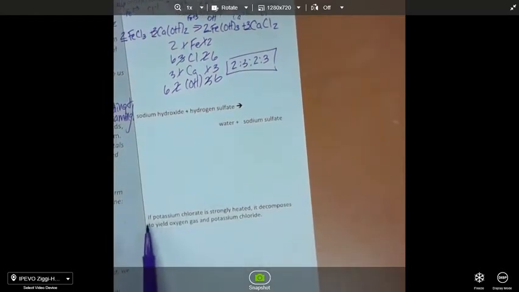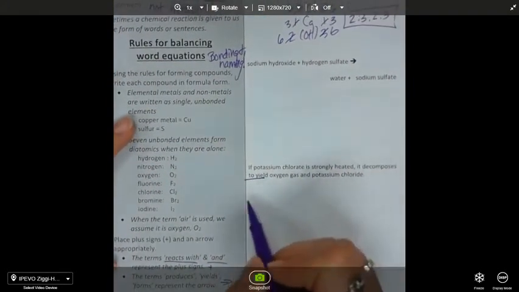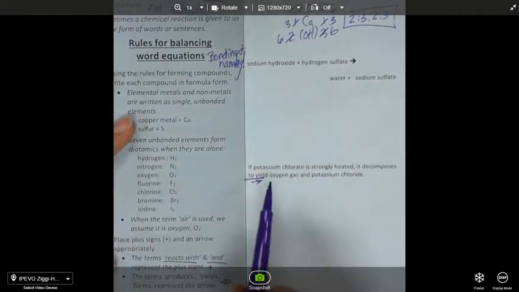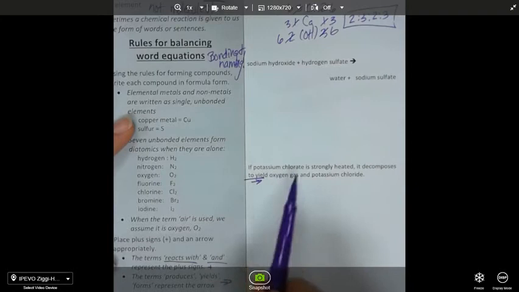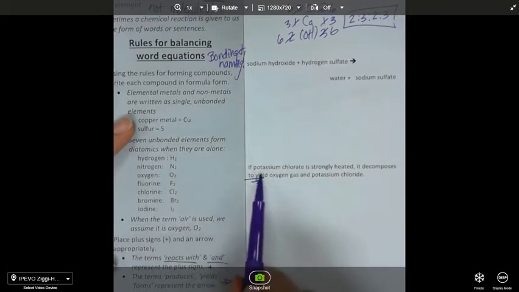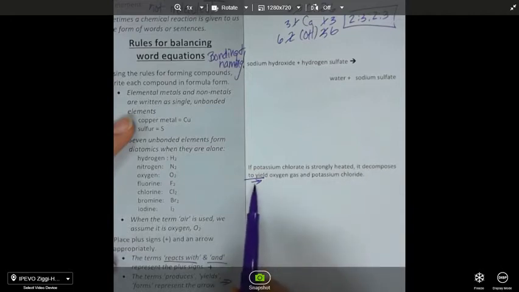So this sentence says, if potassium chlorate is strongly heated, it decomposes to yield oxygen gas and potassium chloride. So decomposes to yield. Yield is something that I'm looking for. And yield, as we saw over here, stands for the arrow. So I'm going to put the arrow right there. And if I look before the arrow, there's only one molecule, one reactant, which is potassium chlorate. It's strongly heated, it decomposes to yield. That's the first thing I came to.